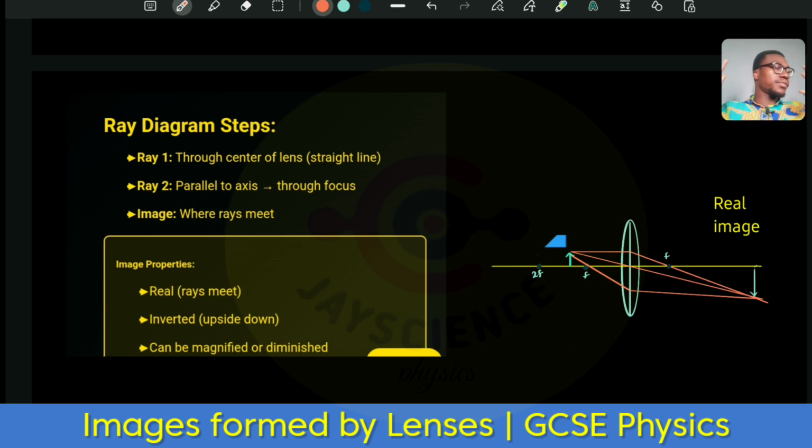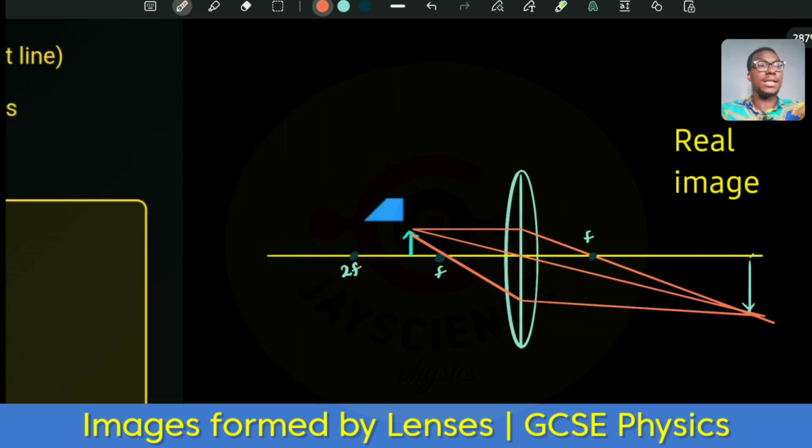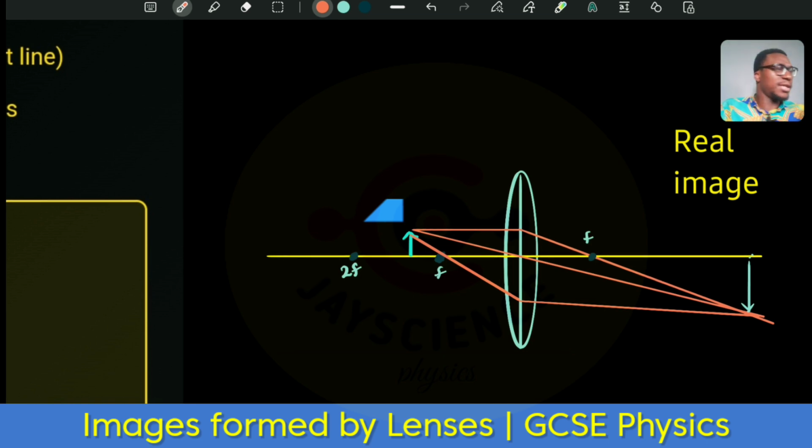So image property is also a key factor here. How do we define this image? Number one, it is inverted, obviously. From the arrow, it's turned upside down. That is one. Is it real or virtual? Remember what we said. If we're drawing our rays with solid lines, then our image is real. That is one. And real images can always be cut on a screen.